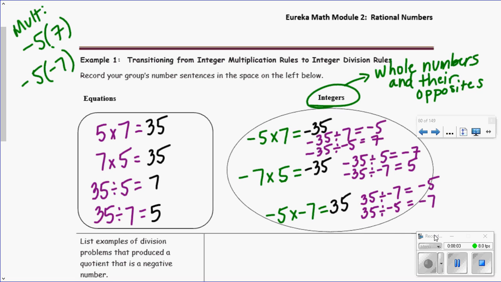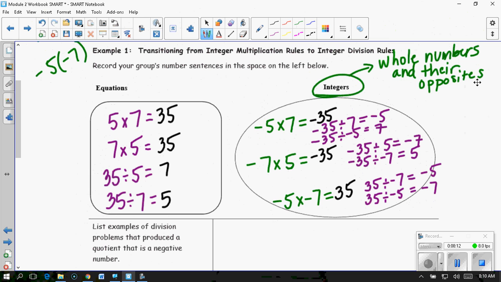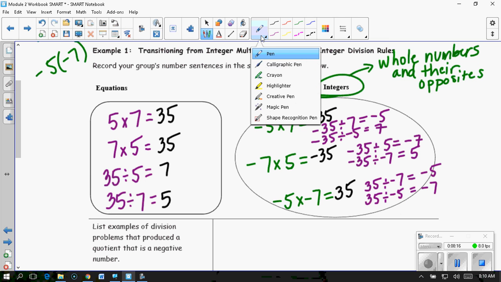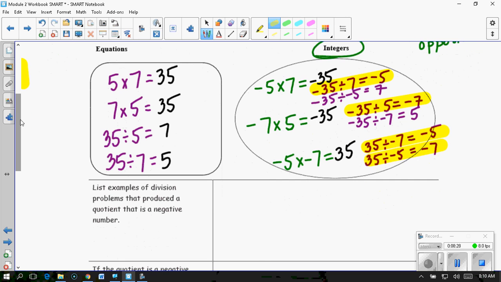The first thing I want you to do is write the problems that produced a quotient that is negative. So go to the problems that we have in the oval and take any of the ones that gave us a negative answer. So this one gave us a negative answer, this one gave us a negative answer, and both of those gave us a negative answer. Go ahead and write those down right there.